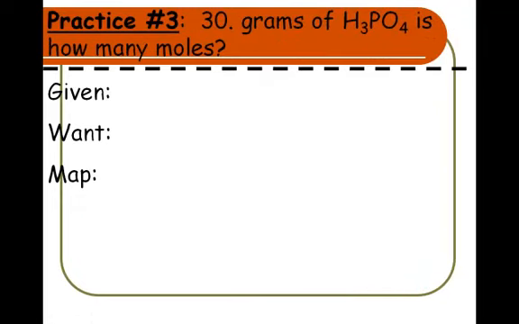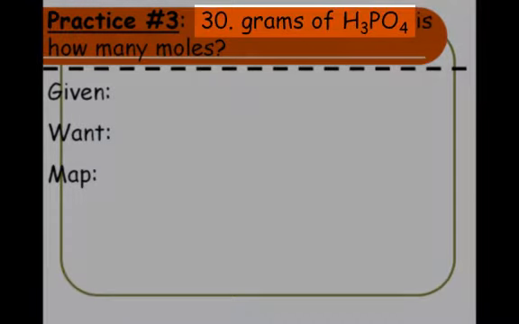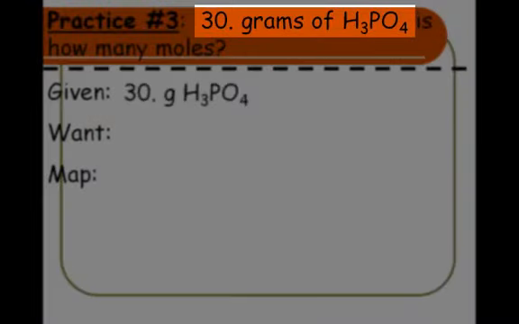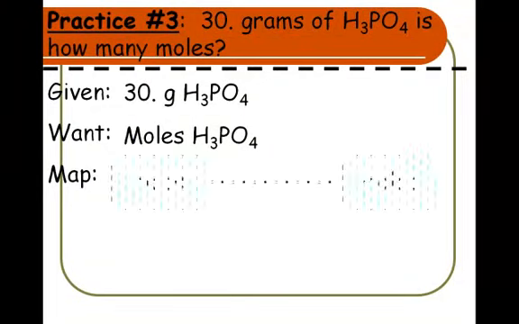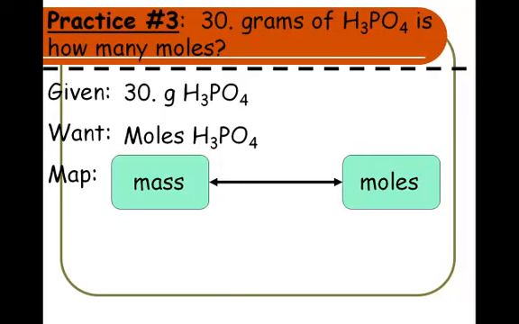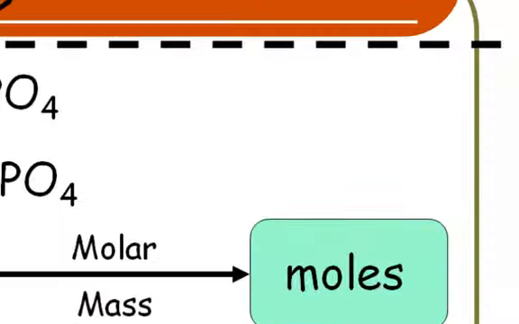So let's take a look. 30 grams of H3PO4 is how many moles? We're given 30 grams of H3PO4. We want moles of H3PO4. So this time we're going to start on Mass Island and try to go to Mole Island. So to do this, we're going to need to use our molar mass bridge. So here we can't just use that 6.02 times 10 to the 23rd. We actually have to look at the molar mass of H3PO4.